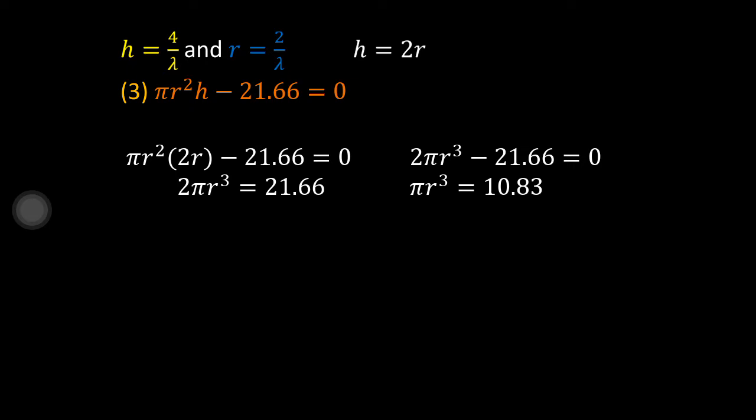Then, divide both sides by 2, magiging pi r cube is equal to 10.83. Then, divide ulit natin both sides ng pi, magiging r cube is equal to 10.83 over pi. Then, kunin natin yung cube root nila, magiging r na lang yun, yung r cube dati, is equal to cube root of 10.83 over pi, or approximately 1.51 inches.